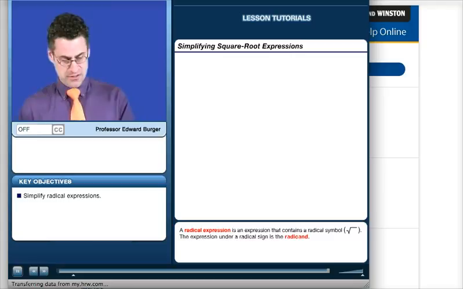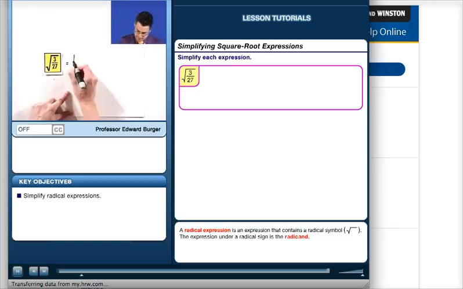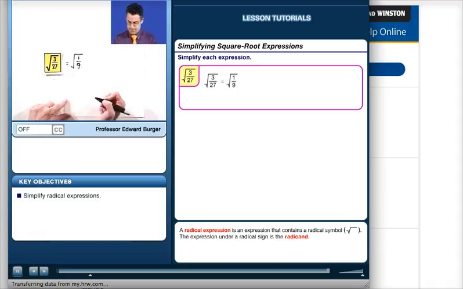Let's start with some numerical examples. So let's see if we can actually figure out the value for the square root of 3 over 27. So what do we do? Well, the first thing we do is realize that within the square root, that fraction is not in lowest terms. If I put it in lowest terms, I would actually see this becomes 1 over 9.